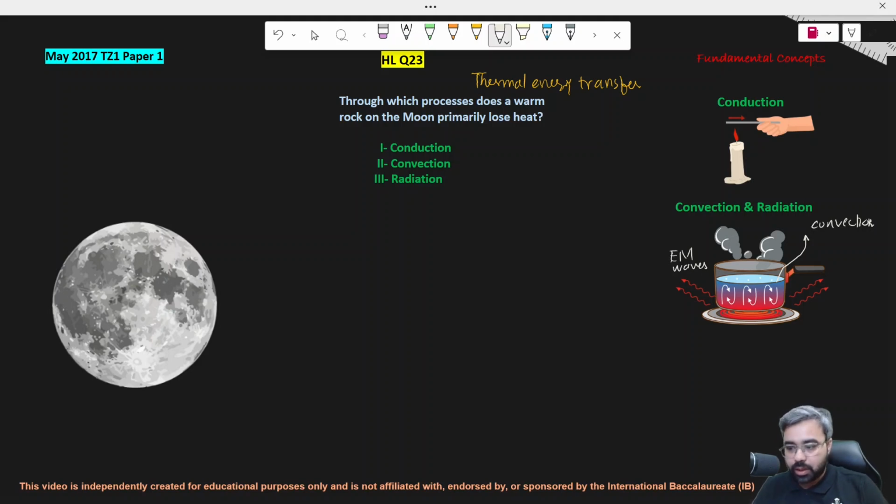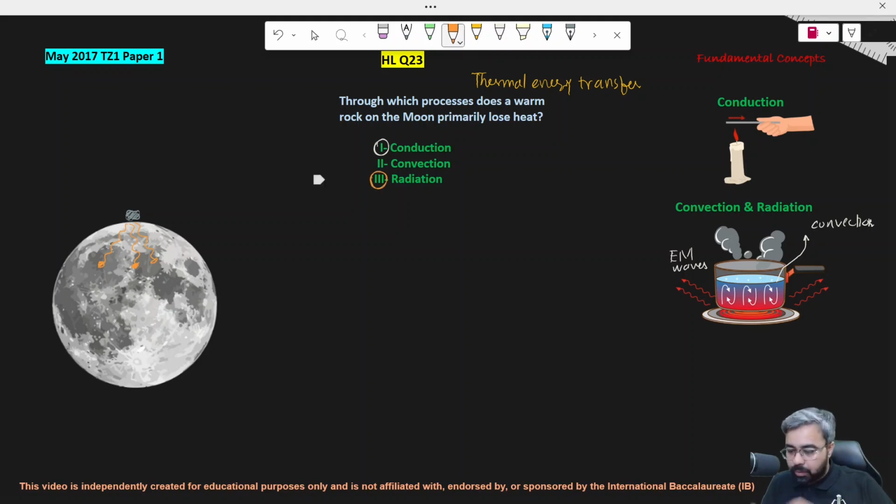Now the question is, if you place a hot piece of rock on the surface of the moon with no atmosphere, by which of these three modes will the energy be transferred? First of all, we know that there is contact between this stone and the moon surface, so the heat will be transferred by conduction, obviously, in all possible directions. So conduction is obviously one of the options. It is correct.